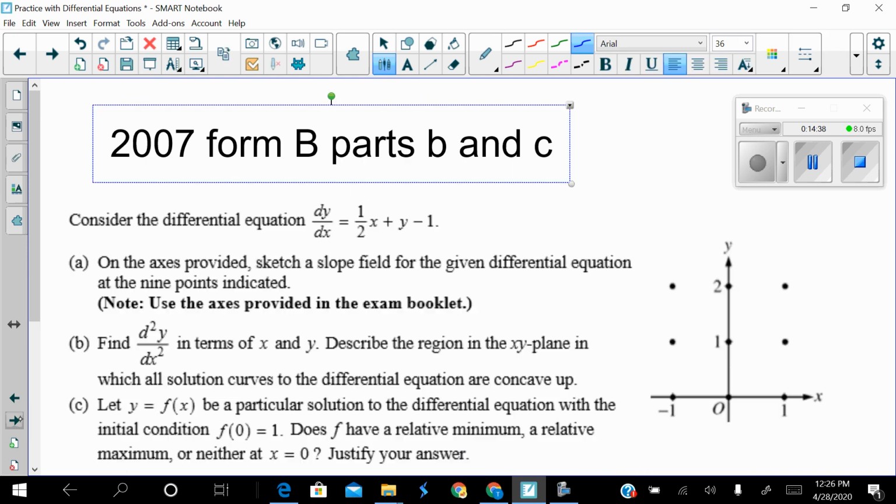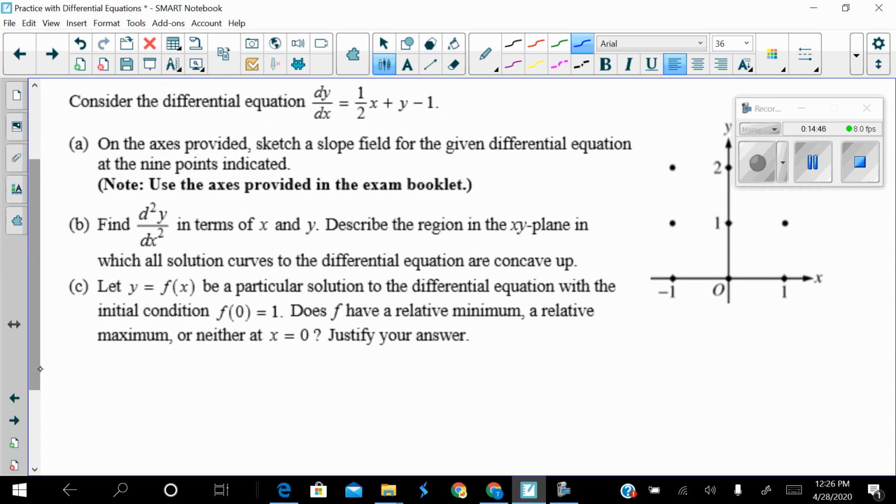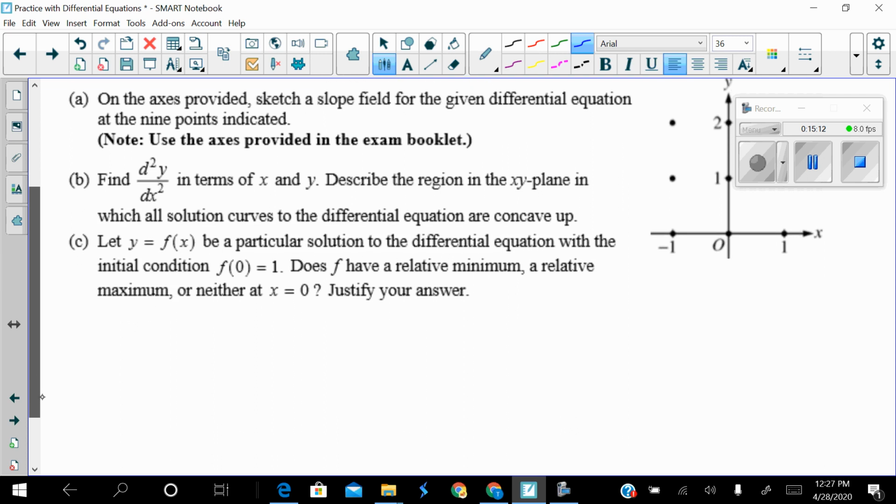All right, let's try another one. We're going to do parts B and C of this one. This is from 2007. All right, so this time you see our differential equation up here. Find the second derivative in terms of x and y. Describe the region in the xy plane in which all solution curves are concave up. Okay, we know a graph is concave up when the second derivative is positive. So first let's get the second derivative and then we'll see what they're talking about.